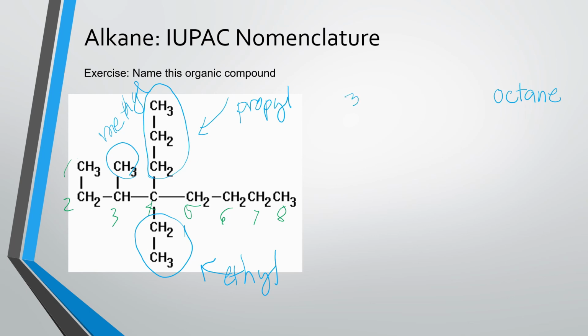So, 3-methyl, 4-propyl, 4-ethyl, octane. Tama ba? Sa tingin nyo? Pinangalanan yung substituents with the number and then last yung parent chain.